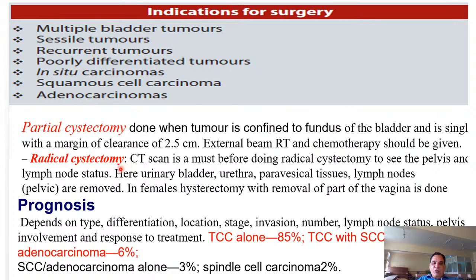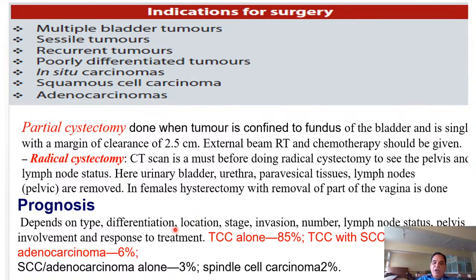In radical, what are we removing? Remember, what we are doing here is bladder, urethra, paravesical tissues, lymph nodes in the pelvis are removed, and in female, hysterectomy with the removal of vagina is also done. See the gravity of surgery. It is a very major surgery, radical cystectomy. Okay, so it is better to identify the tumor earlier.